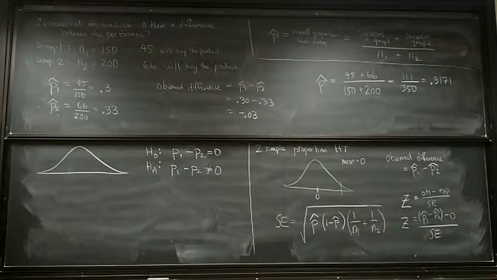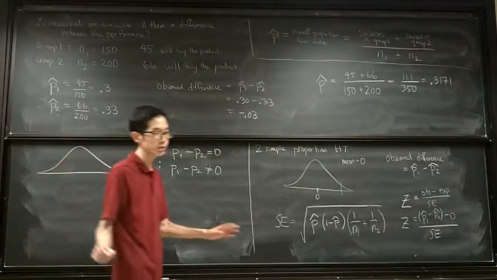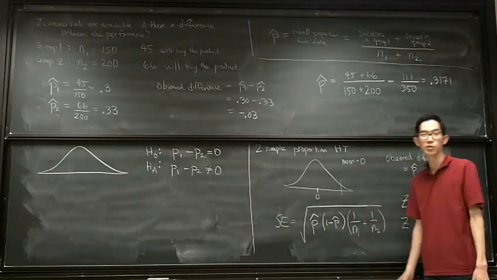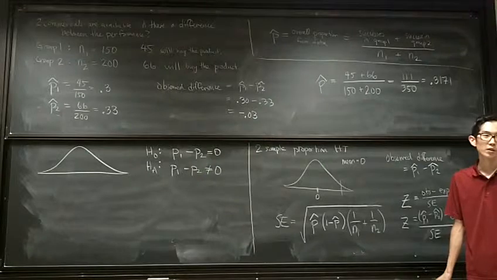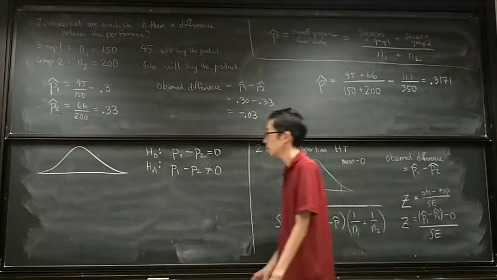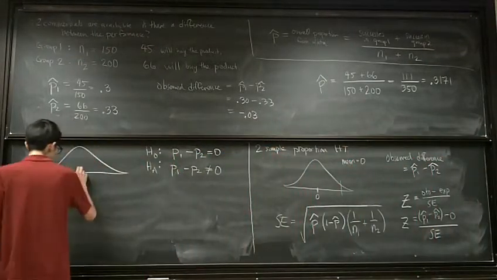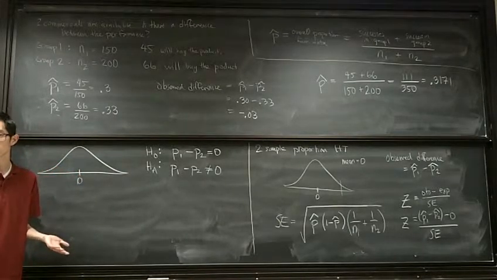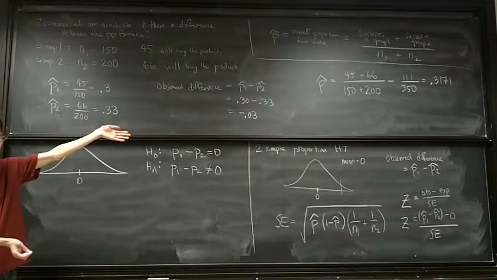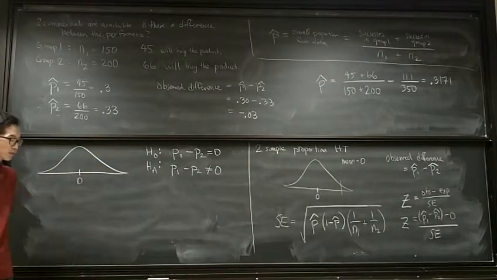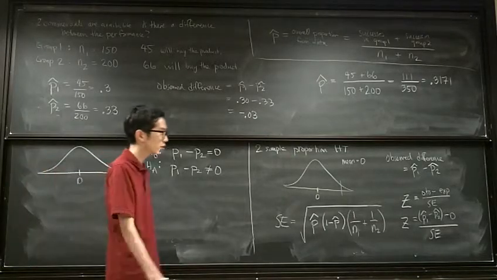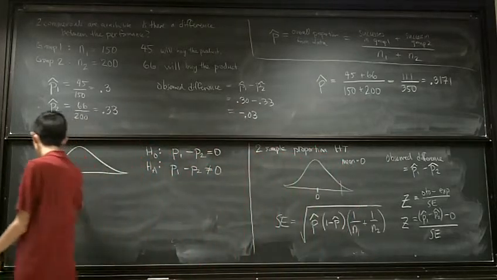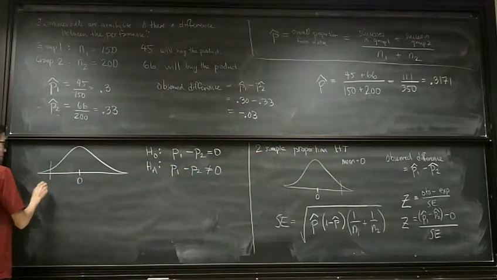So if the null hypothesis were true, anytime I show the commercials to groups, what kind of difference would I expect between the two groups? I would expect a difference between the groups of 0. I would expect the groups to be the same. I would expect no difference to exist between the two groups. Overall, the proportion would be 0.3171, okay? But overall, I would expect no difference between the groups. What was the difference that I observed? Negative 0.03.